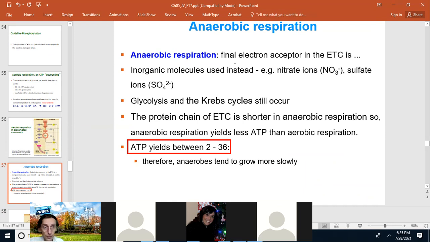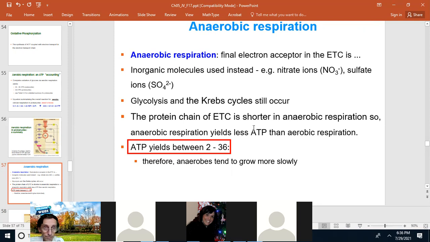In the anaerobes or anaerobic respiration, they do have glycolysis, the Krebs cycle, and the preparatory step. So all that's the same. And they do have an electron transport chain, but the electron transport chain is modified in anaerobic respiration. Generally, the electron transport chain is shorter, and then the electrons do not flow to oxygen. They flow to some other molecule. Because the electron transport chain is shorter in anaerobic respiration, they generate less ATP than the aerobes.